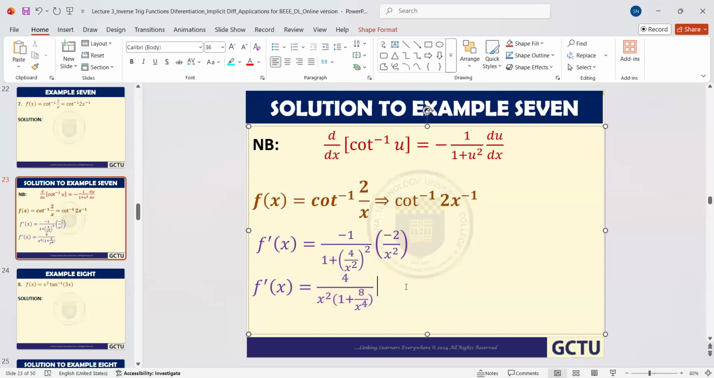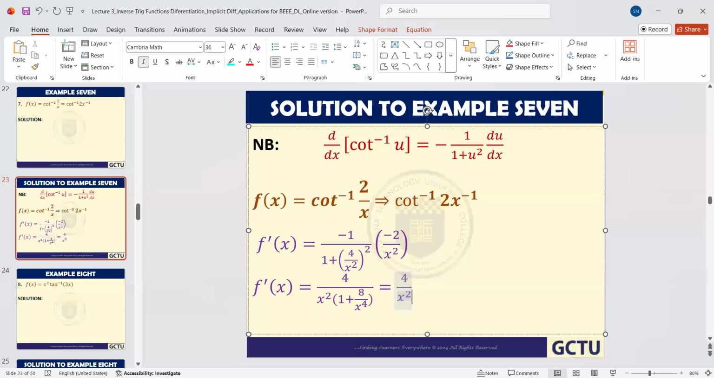Okay. And I don't think you can simplify this. Well, you can simplify this by multiplying through the numerator and denominator by x squared. So this will give you 4 divided by, the denominator will be x to the power 2. If you expand that, x to the power 2.